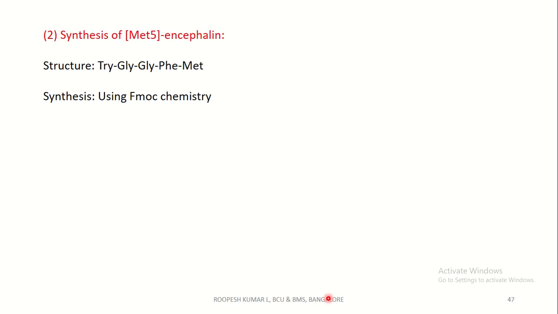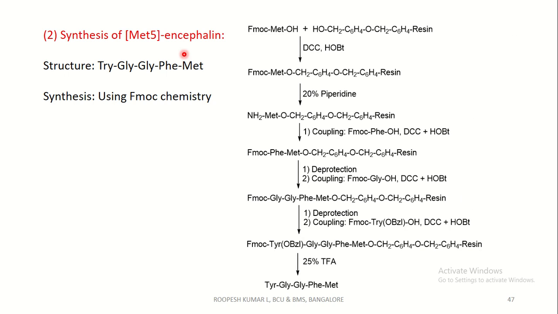Now synthesis of methionine enkephalin, that is at 5th position there will be a methionine, and this can be synthesized using FMOC chemistry. Starting with FMOC methionine on treatment with, this is Wang resin. It's not a Merrifield resin, it's called Wang, W-A-N-G, it's called Wang resin.